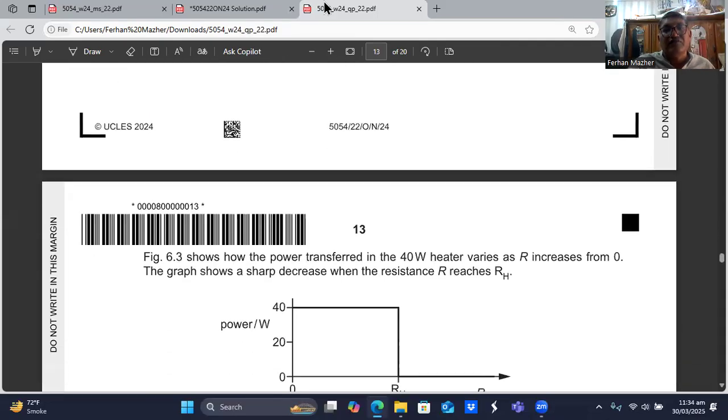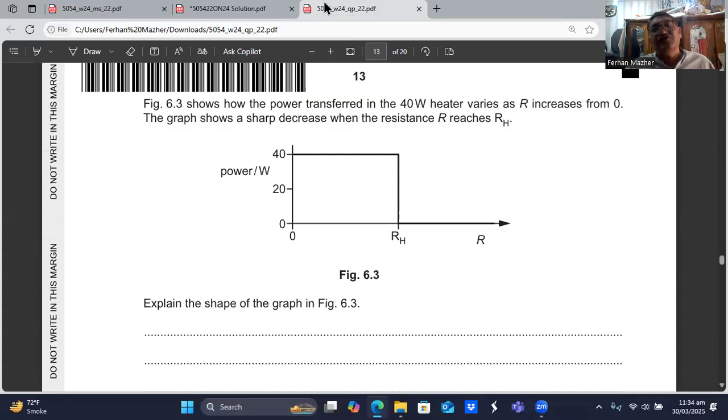What is the question? Figure 6.3 shows how the power transferred in the 60-watt heater varies as the resistance R increases from 0. The graph shows a sharp decrease when the resistance R reaches RH. Explain the shape of the graph.